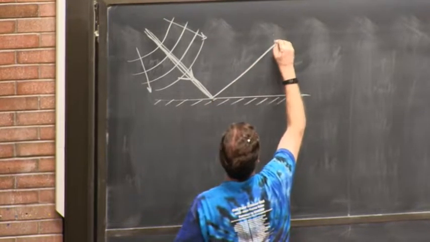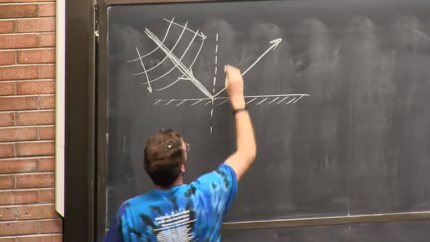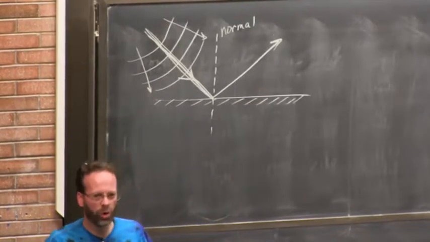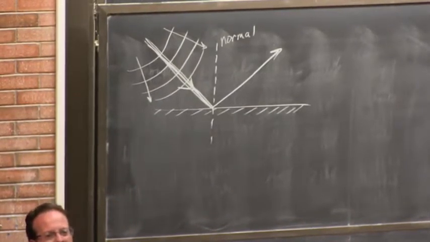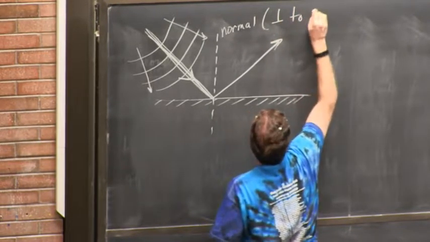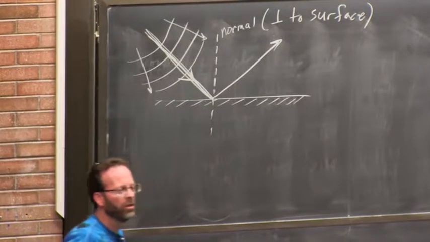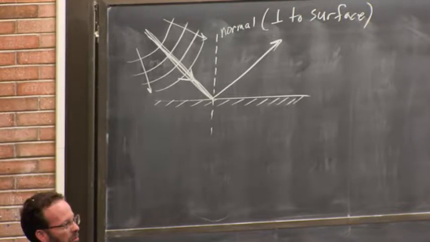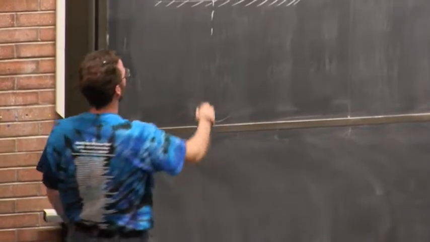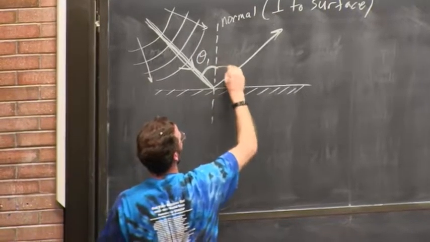Perpendicular to the original direction. That's right. Like that. We call this the normal. Back to the normal force, the support force: it's perpendicular to the surface. And with waves, we measure angles with respect to the normal. Not the surface, but the normal, which is always perpendicular to the surface. So this is the angle that it comes in at, and this is the angle it comes out at.